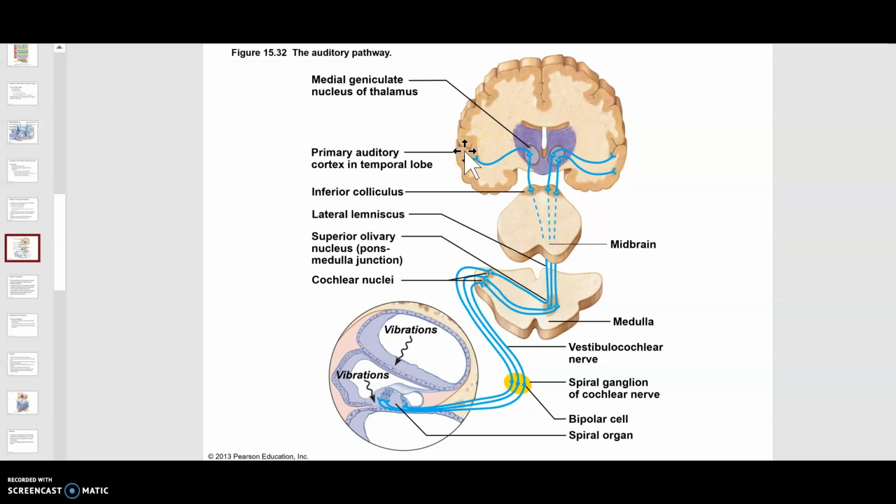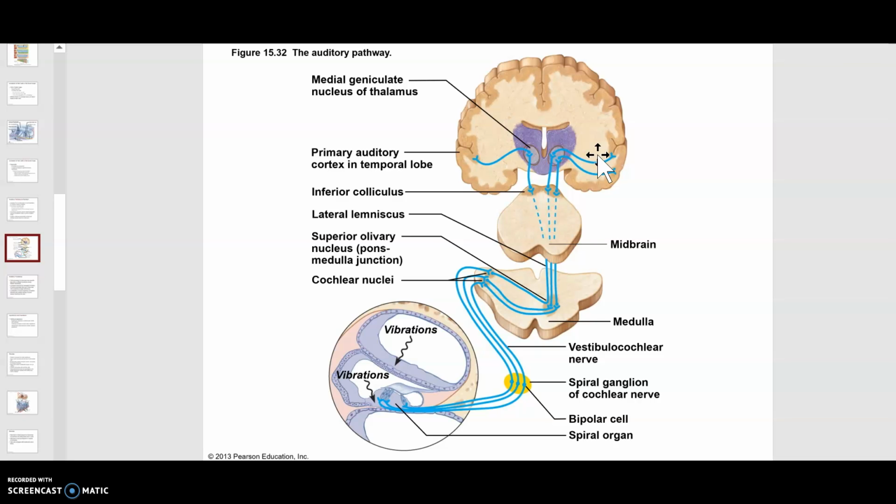Now, one thing that you want to know: since the fibers don't all cross over, each of these nuclei here, which would mean right there that you would see in the thalamus, gets some input from the other side, which means that each side of the brain gets a joining of both ears.